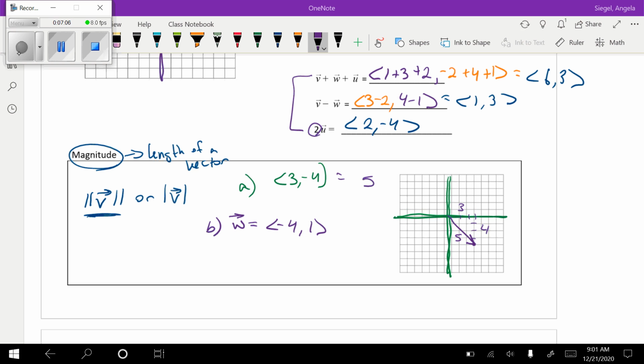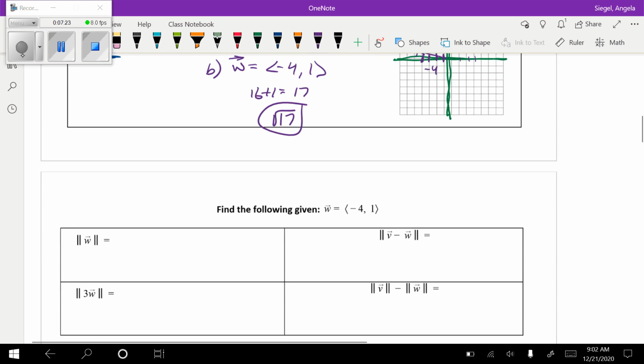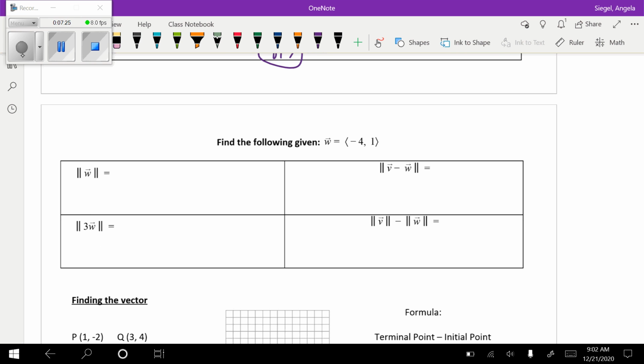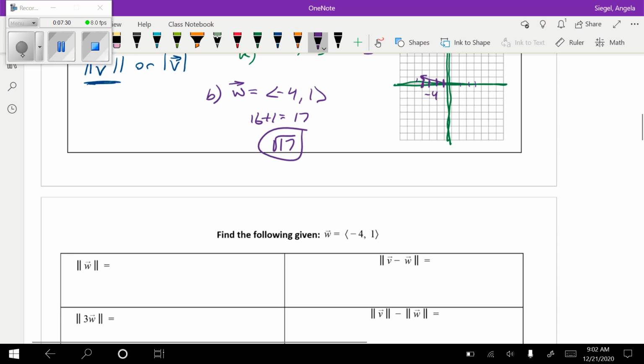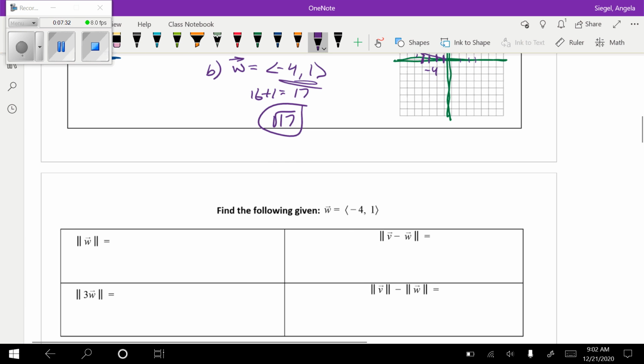Okay, so try the vector at the point -4, 1 and see what happens. Okay, so again, once you did Pythagorean theorem, the magnitude of this vector should be the square root of 17. Okay, so for the next ones, we are going to do different things with this vector. So we already found this one. This is the square root of 17.